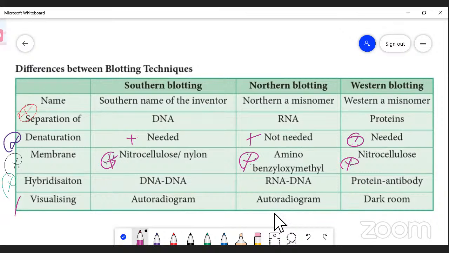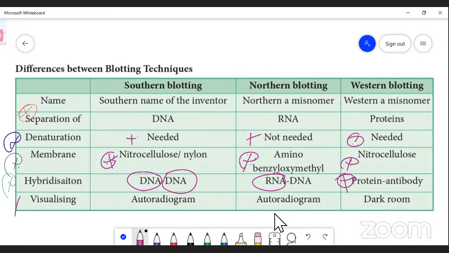And hybridization: actually, from DNA to DNA, that is hybridized. I mean, DNA is a double helical structure, and from that structure DNA is again detected by southern blotting. Whereas in northern blotting, RNA is taken and DNA is going to be produced by the process of hybridization. Whereas in western blotting, a protein is hybridized by the process, right?